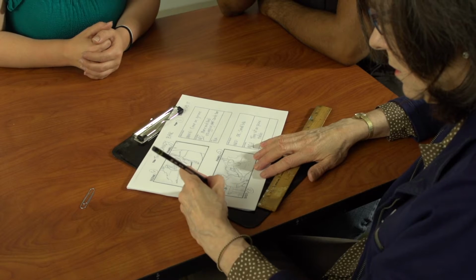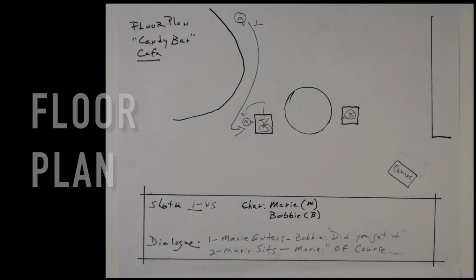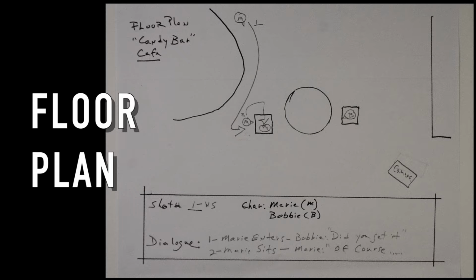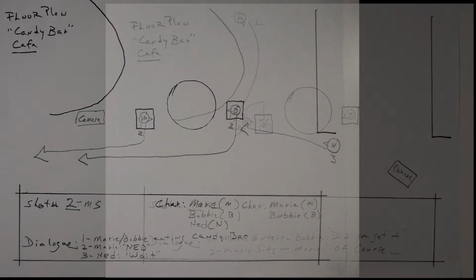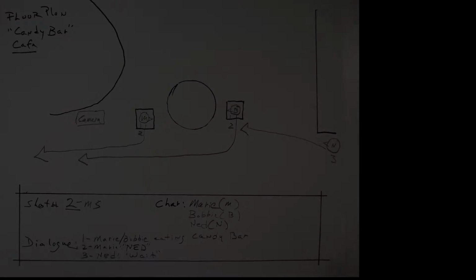Storyboards are often done with the director and the cinematographer working with a storyboard artist. Another way to set up shots is with floor plans or an overhead view of the set. Floor plans are also useful for planning actor and camera movement.